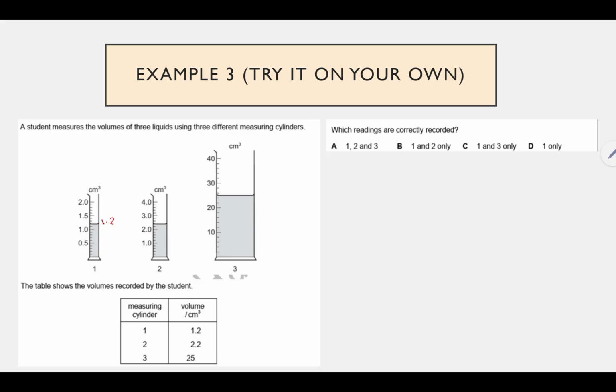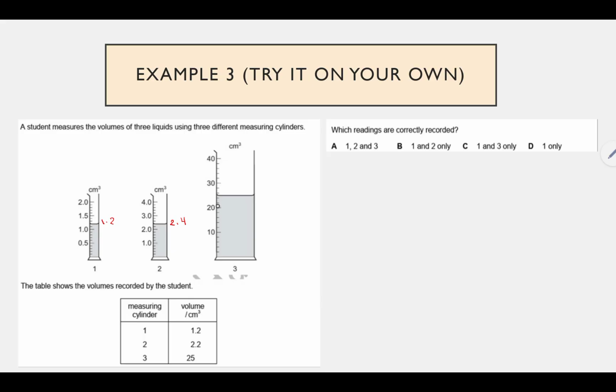The second measuring cylinder has 2 up to 3 and 5 increments in between, which means that each increment is not 0.1 because there are only 5 from 2 till 3. So each increment will be 0.2. How do I get it? I can easily divide 1 by the 5 increments, which will give me 0.2. So here it's going to be 2, is it 2.2? Nope, it's 2.4.